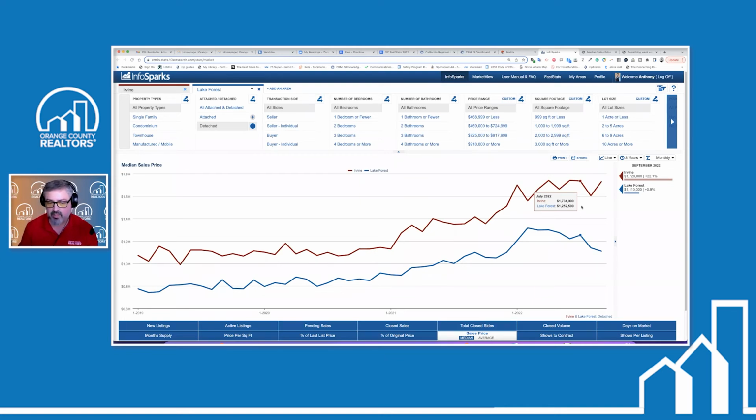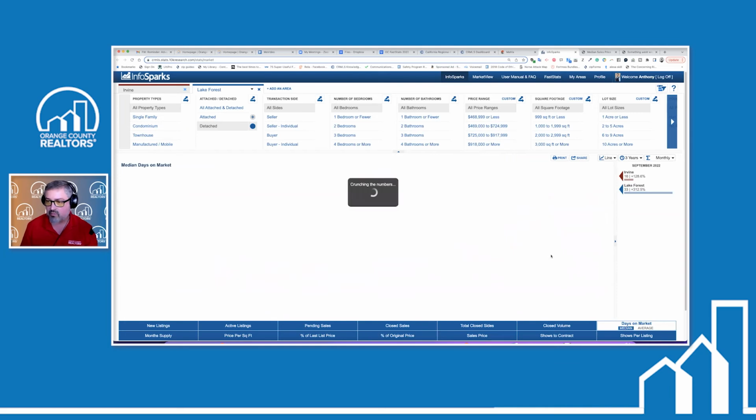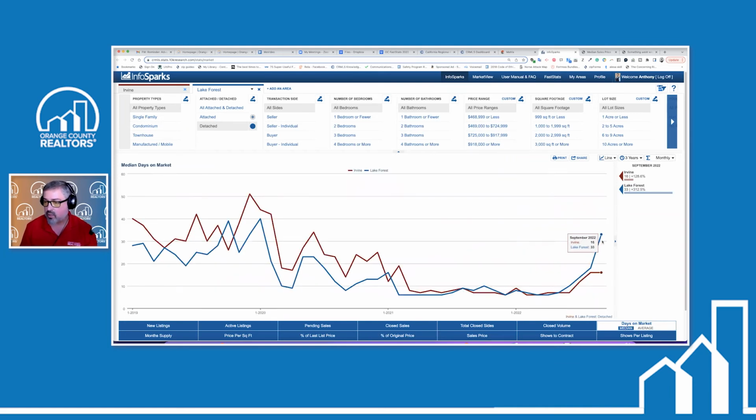Is it going up? Is it going down? If inventory starts to increase, will that make the pricing decrease? Will that also mean that the percentage of original list price being received decreases as well? Days on market, more inventory. Does that mean that homes are on the market longer? Kind of amazing here. Lake Forest is now back up to 33 days on market, up 300% from a year ago. Pretty amazing.